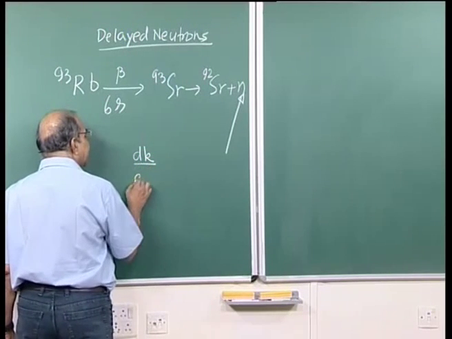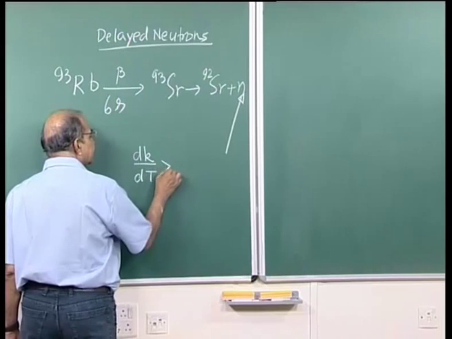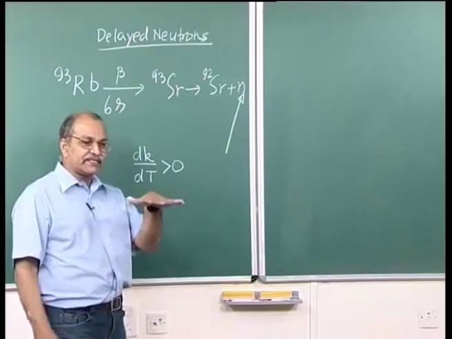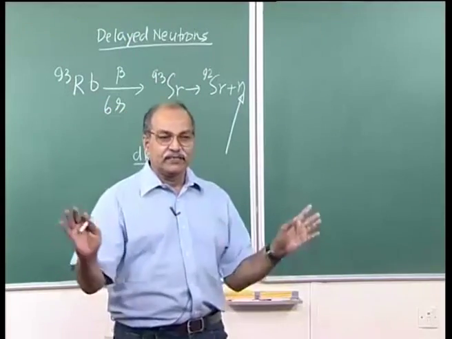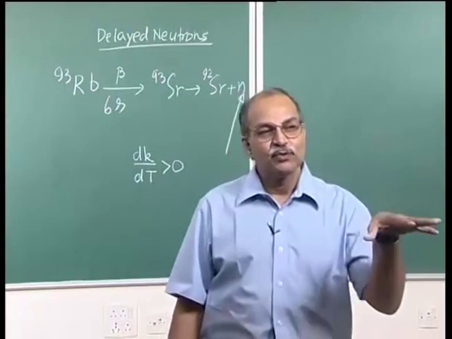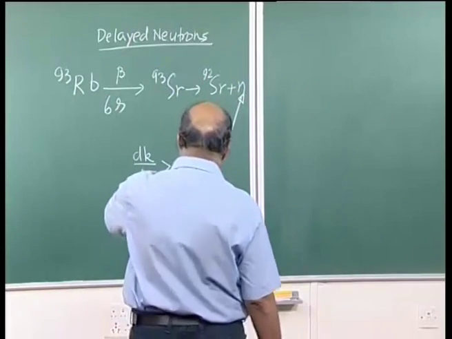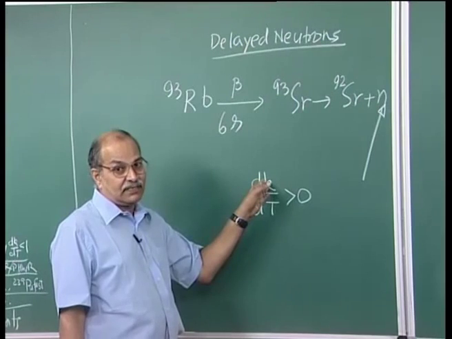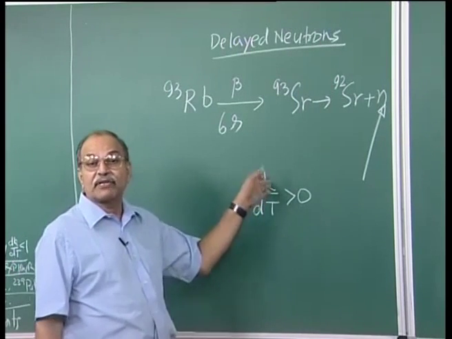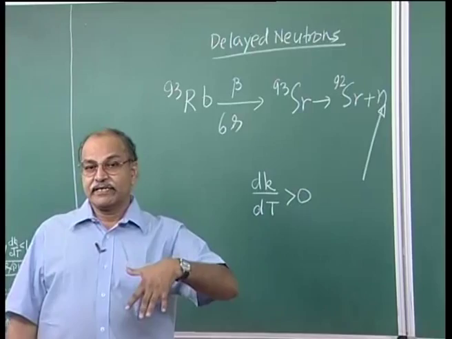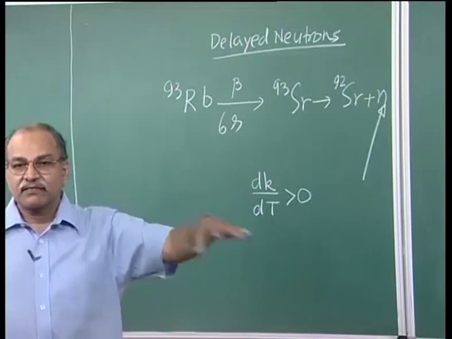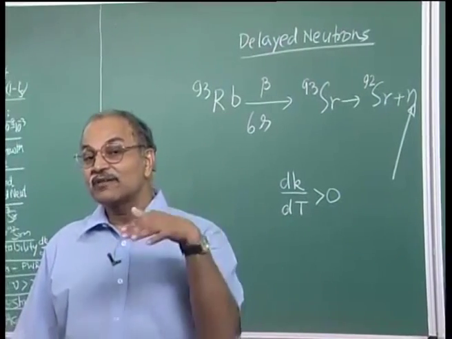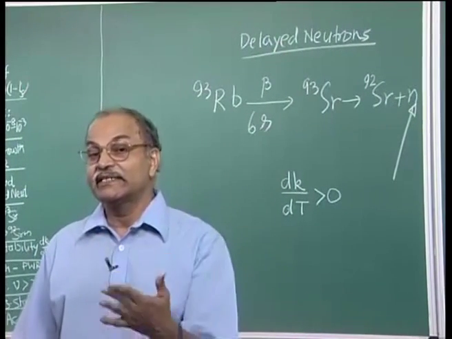that means if dk/dT is greater than 0, and by any chance this temperature increases in the core because of anything, less coolant flow, we will talk about the coolant and all that. Due to any factor, if this temperature goes up and k also increases, then the rate of reaction will further be increased. It has increased because of some factors which we were not able to control, and then the reaction rate also increases because of the increase in temperature.